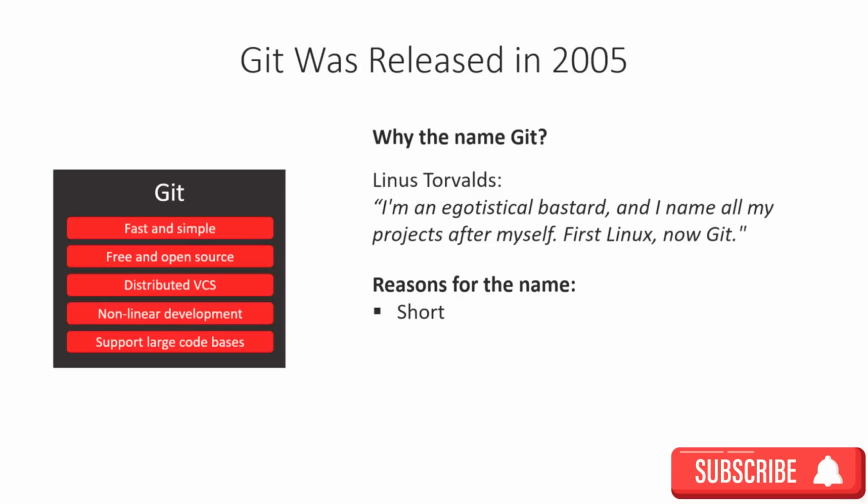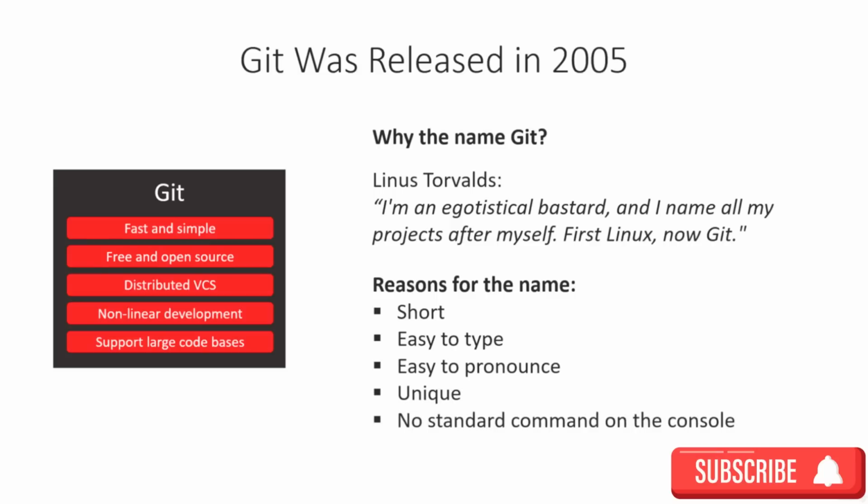It is short and it is very easy to type on a keyboard. It is also easy to pronounce, and it is unique. But most importantly, Git was no standard command on the console. These reasons made the name Git perfect for a command line tool. Alright, so far to the origin of Git. Now let's wrap up what you have learned in this lesson.